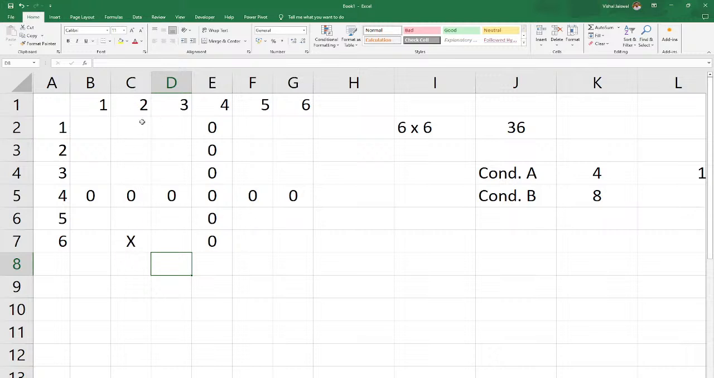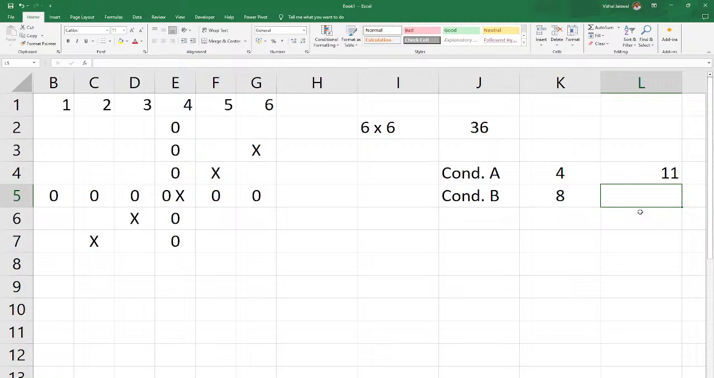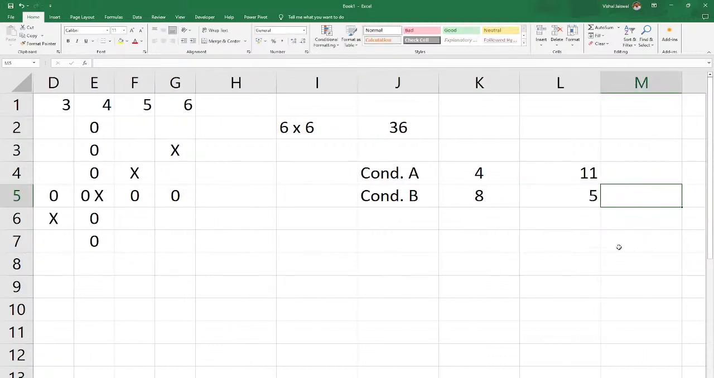So we add 2 with 6, it's going to be 8. If we add 3 with 5, it's going to be 8. If we add 4 with 4, it is going to be 8. If we add 5 with 3, or 6 with 2, it's going to be 8, but 6 with 1 is not. So how many events fulfill condition B? 1, 2, 3, 4, 5. There are 5 out of 36.